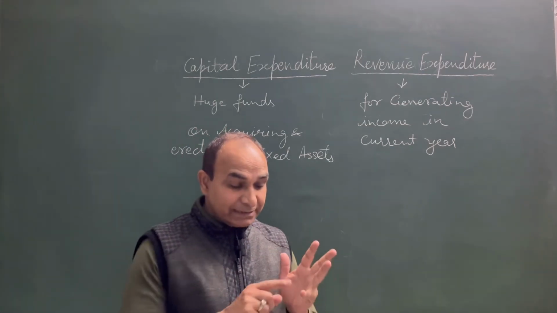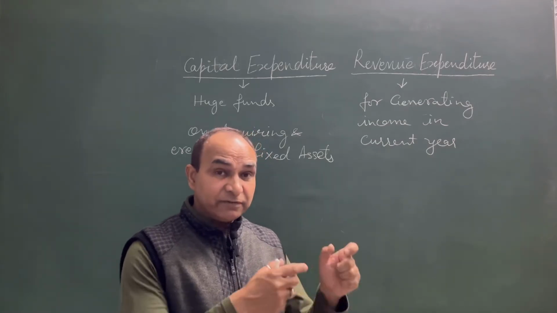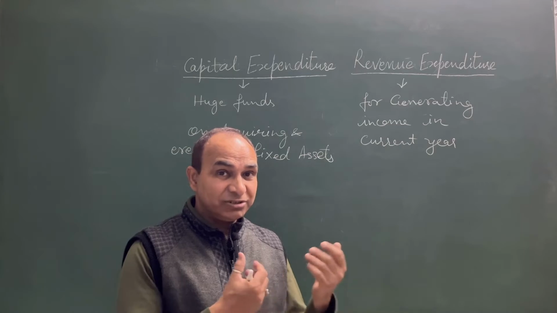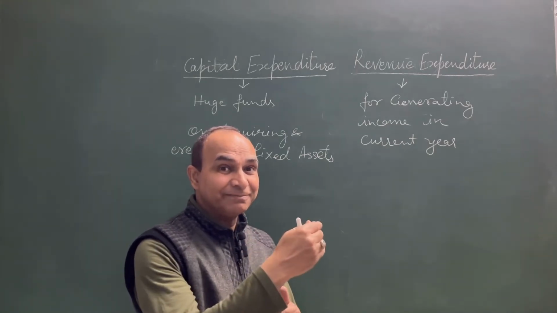For example, salary paid to the workers. Firstly, workers, employees, they work for the organization. It means the organization is taking the benefit of their services. Then we pay salary and wages to them.